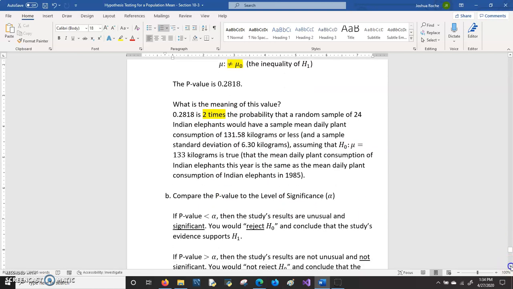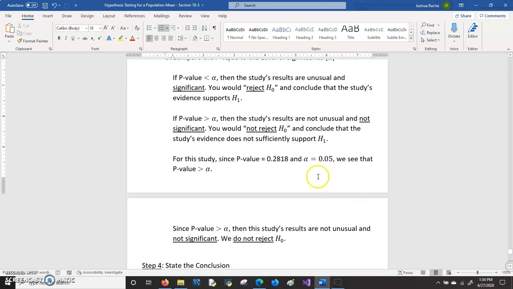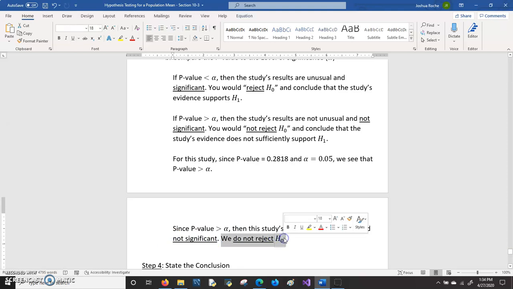So the next thing would be then to compare your p-value to the level of significance. Our p-value in this case is 0.2818, alpha was 0.05. That means our p-value is more than alpha, and that means that our study's results are not significant, and we would not reject the null hypothesis.